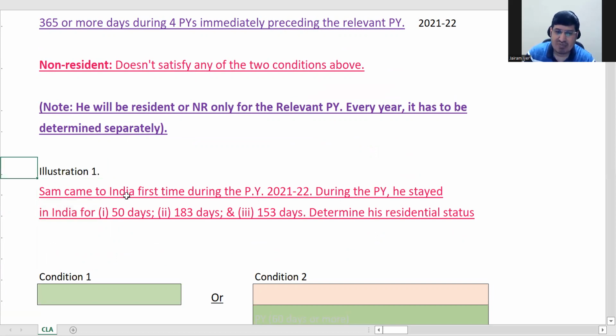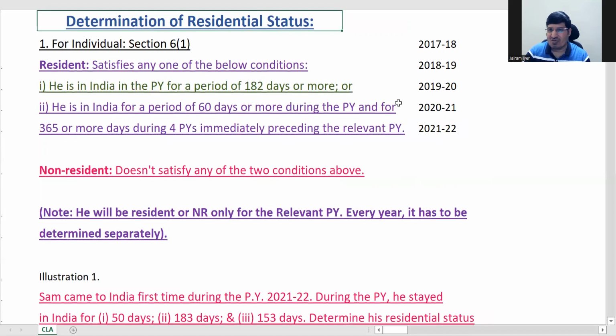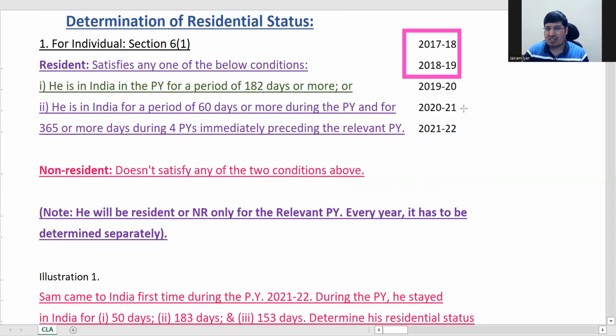It says Sam came to India for the first time during 21-22. See, this is very important, for the first time. Why it is important is, if he has come for the first time during 2021 to 2022, then you know that 4 years before this year, he was not in India. So for these 4 years, his stay in India is 0, because he has come for the first time here.